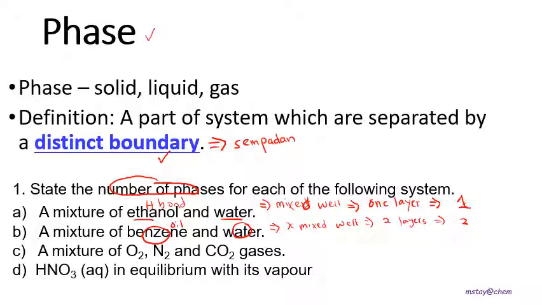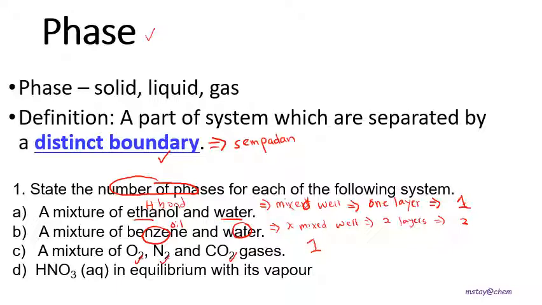A mixture of nitrogen gas, oxygen gas, and also carbon dioxide gas. When we look around, the air surrounding us is actually a mixture of oxygen, nitrogen, carbon dioxide gas, and also some argon gas. However, we cannot see any boundary between these gases. So that's why for a mixture of gases, the phase number is 1 as well.